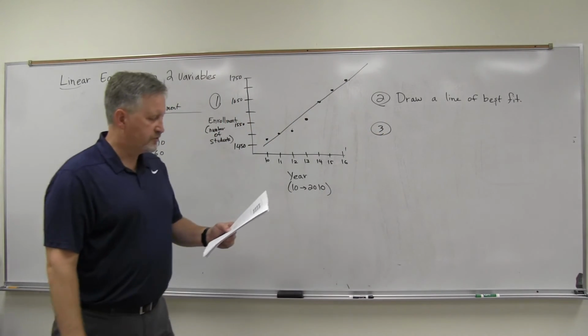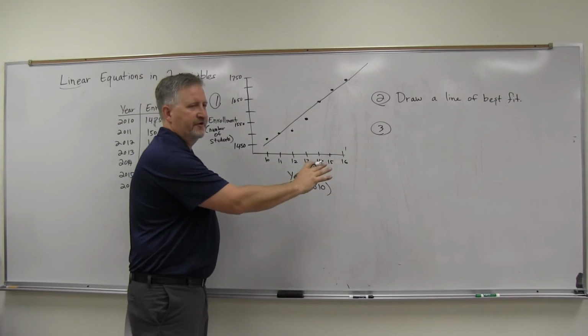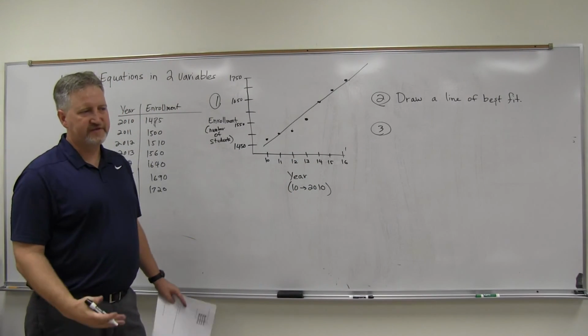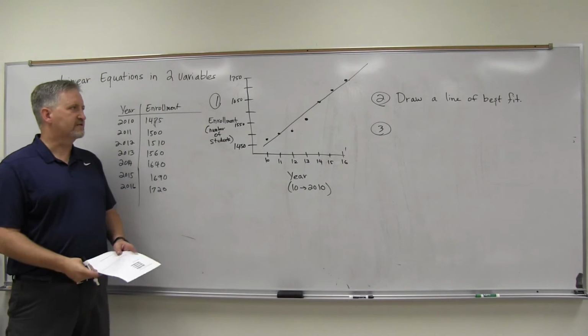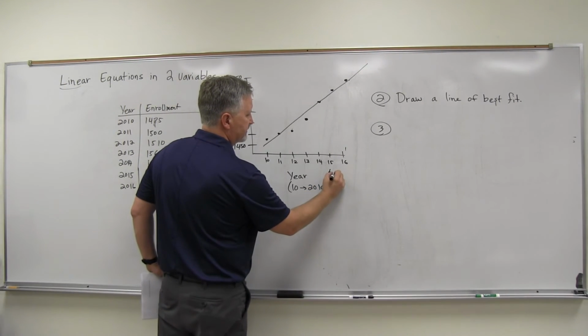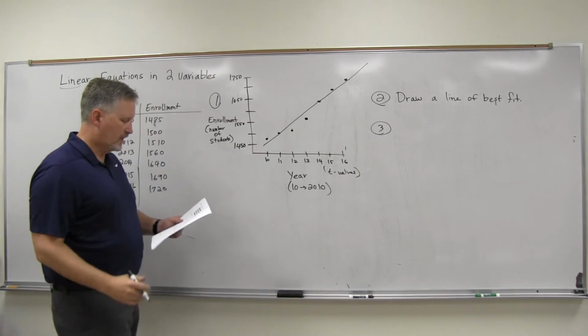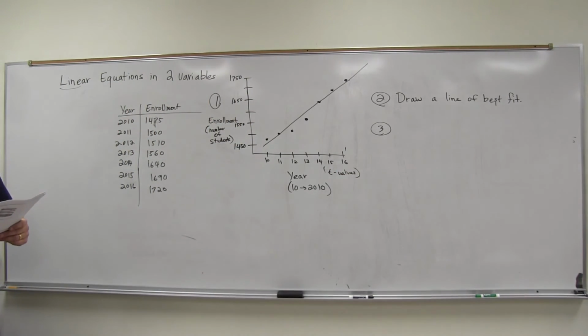So number 3, using t equals 10 for the year 2010. I'm going to call the x-axis the t-axis, t for year, that time. That's a lot of times what you'll see. So these are going to be t values here, as opposed to x values. Find a linear model for the data based on the line of best fit you drew in number 2.